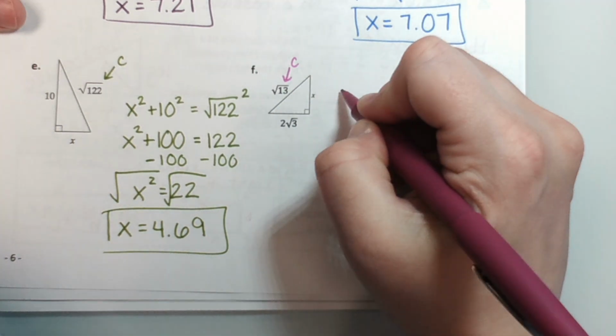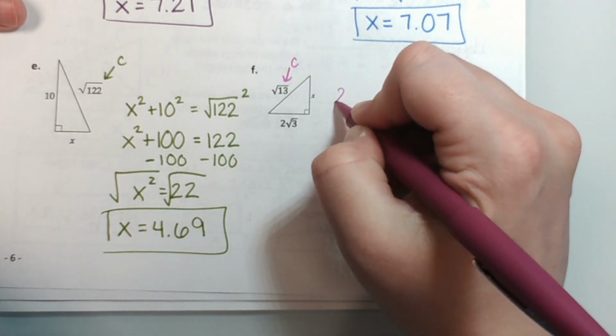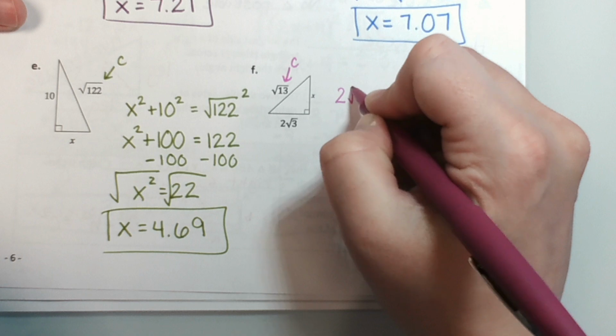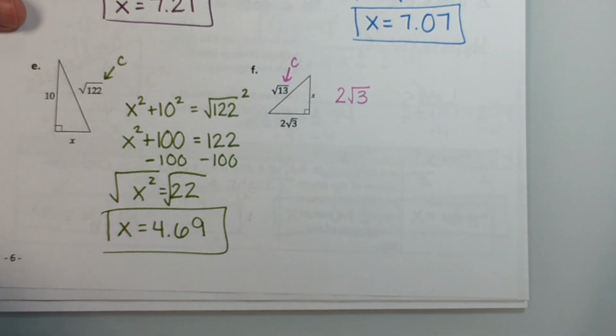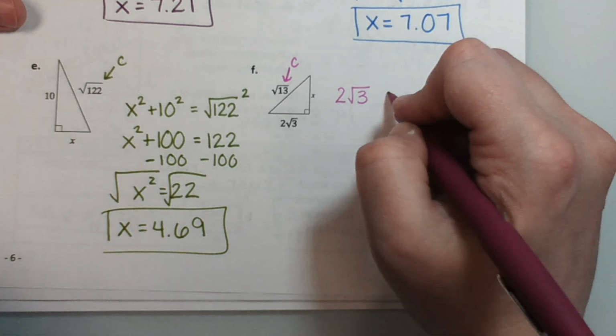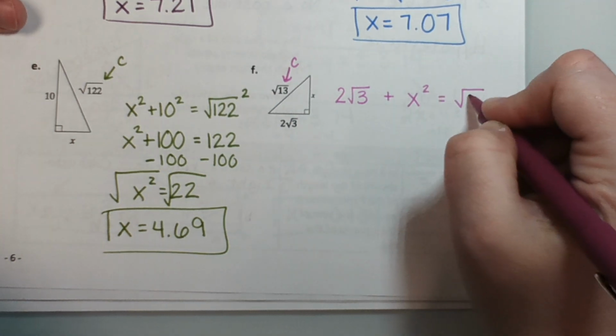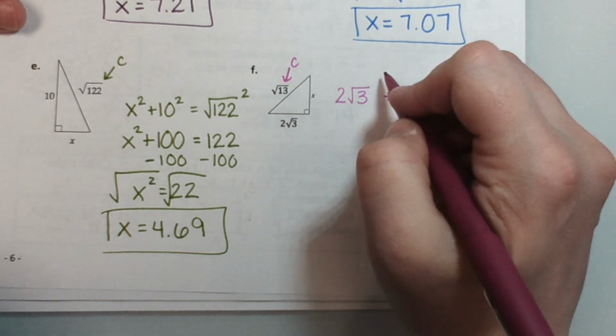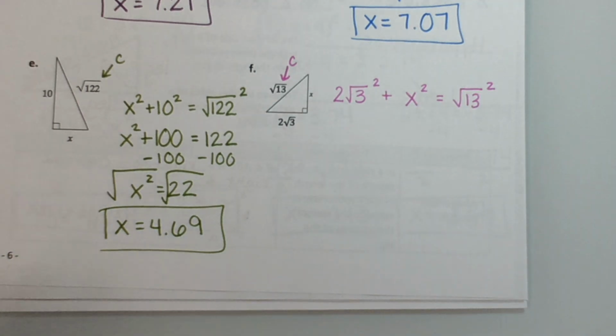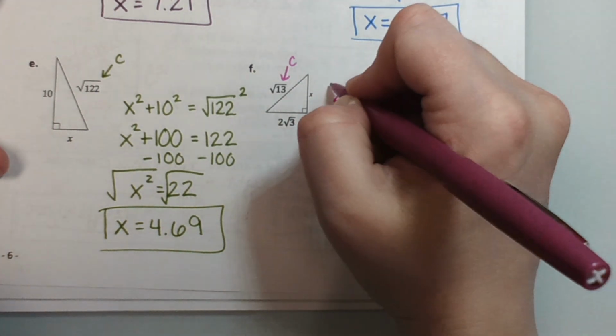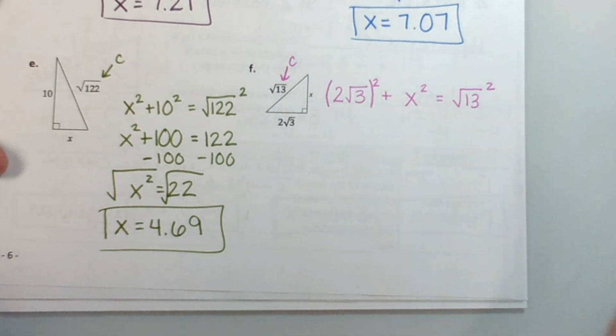2 square root of 3, and then plus x squared equals square root of 13. Don't forget the squared on the first one. And when it is 2 square roots of 3 like that, when it's got that multiple piece square root and plain number going on, it needs to go in parentheses.